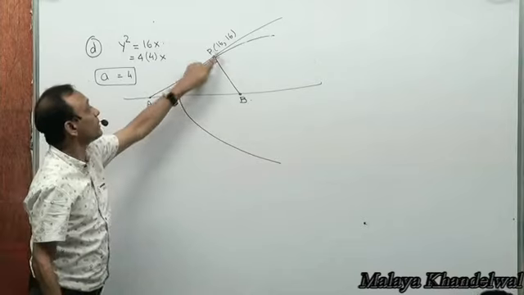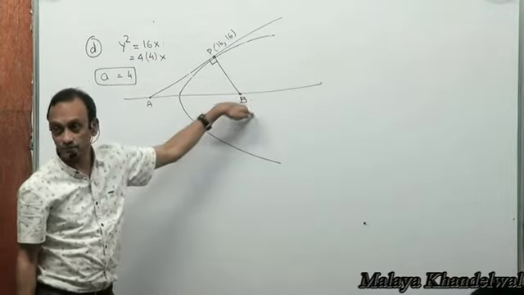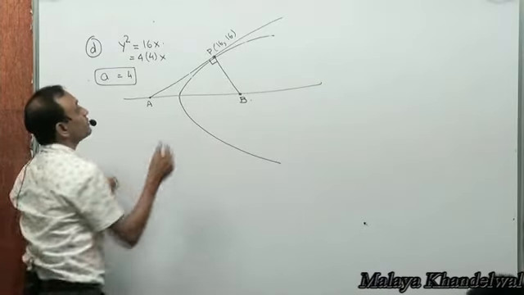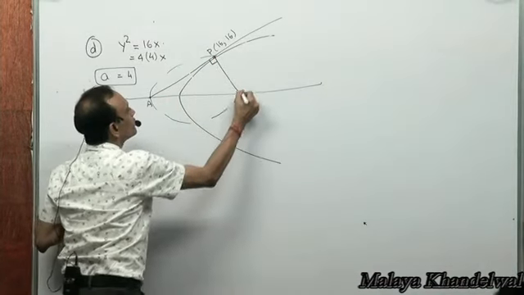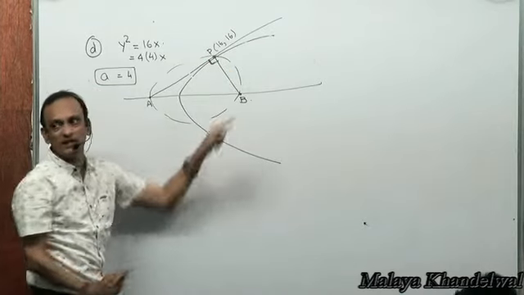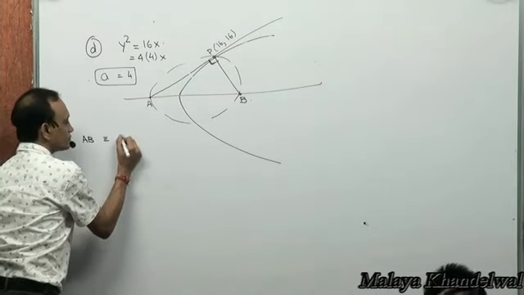Now a circle is drawn passing through P, A, B. If a circle is drawn passing through P, A, B, would you want to not believe that AB must be the diameter of that circle? AB must be, because this is an angle in a semicircle, 90 degrees. So AB must be the diameter of the circle, right? AB is the diameter of the circle.